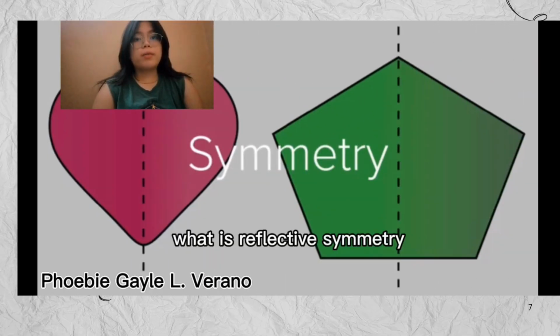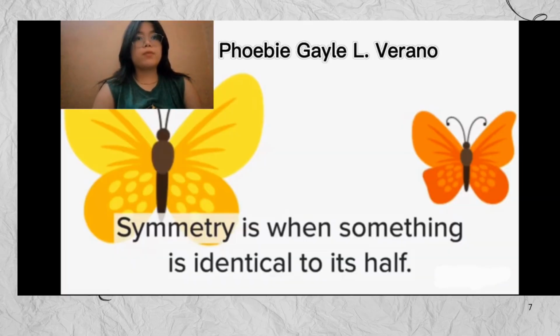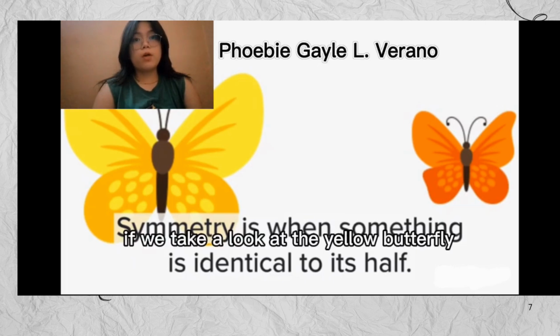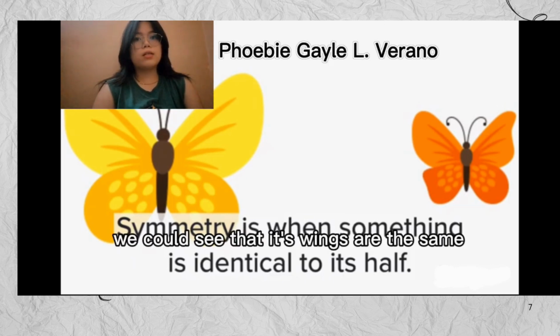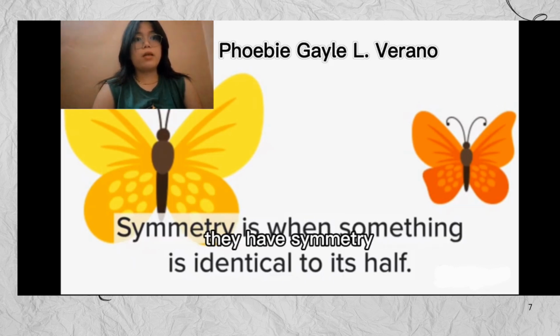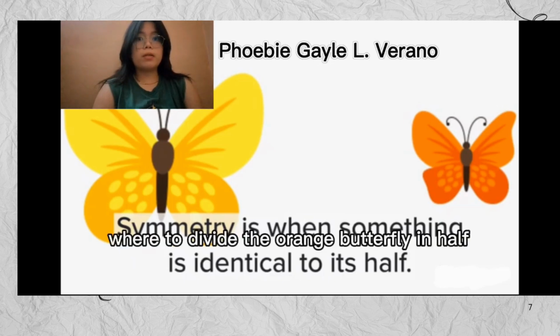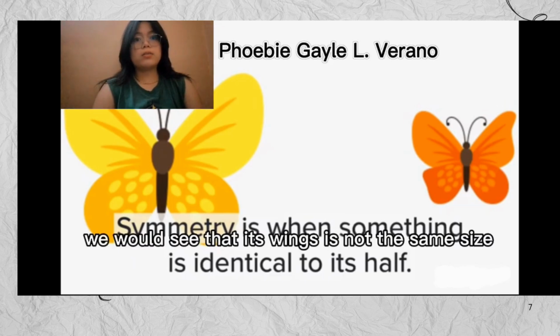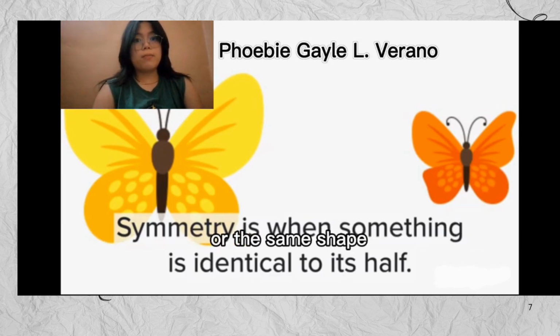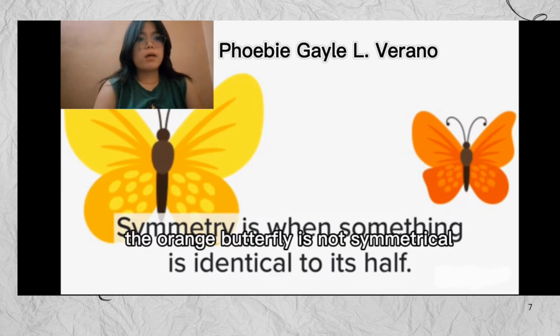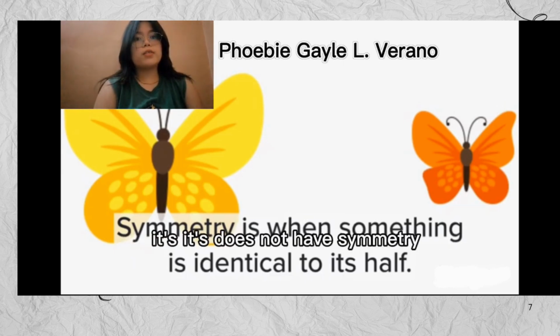What is reflective symmetry? Symmetry is when something is identical to its half. If we take a look at the yellow butterfly and divide it in half down its middle, we could see that its wings are the same. They have symmetry. If we were to divide the orange butterfly in half down its middle, we would see that its wings are not the same size or the same shape. The orange butterfly is not symmetrical. It does not have symmetry.